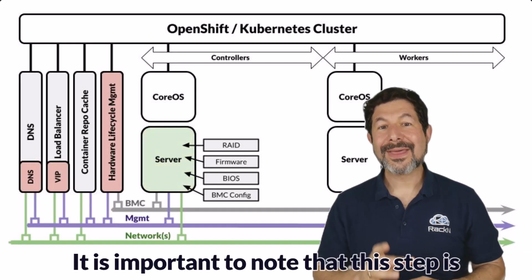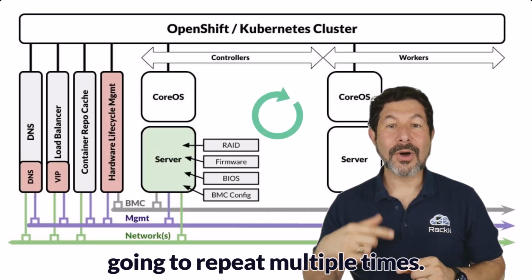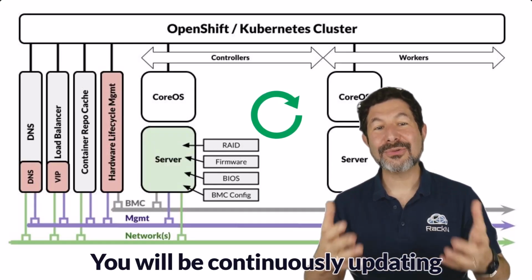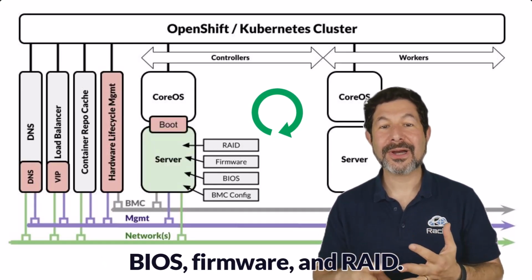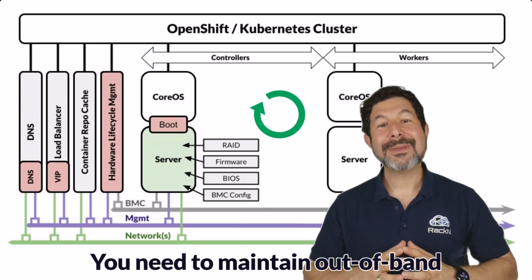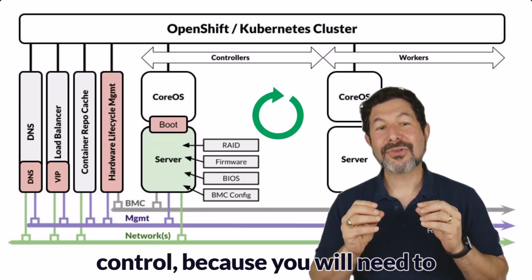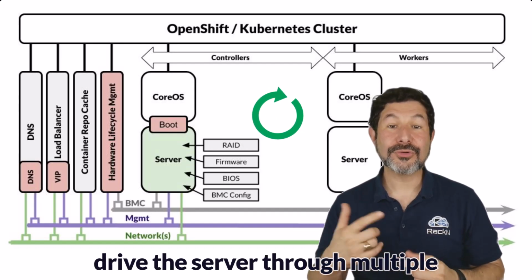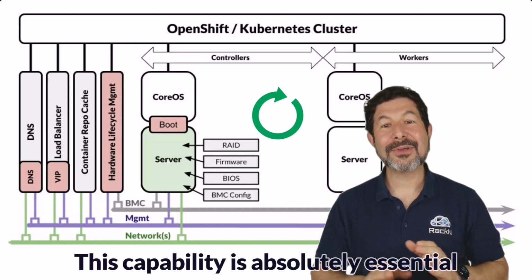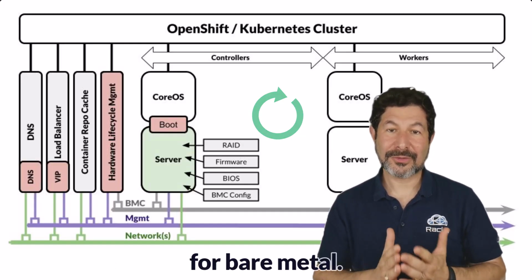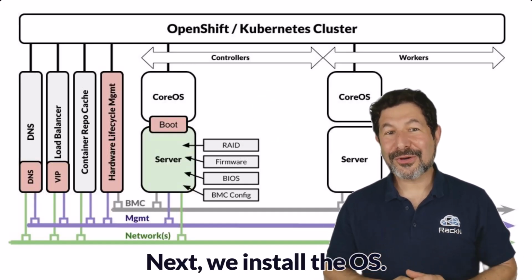It is important to note that this step is going to repeat multiple times. You will be continuously updating BIOS, firmware, and RAID. You need to maintain out-of-band control because you will need to drive the server through multiple life cycles. This capability is absolutely essential for bare metal. Next, we install the OS.